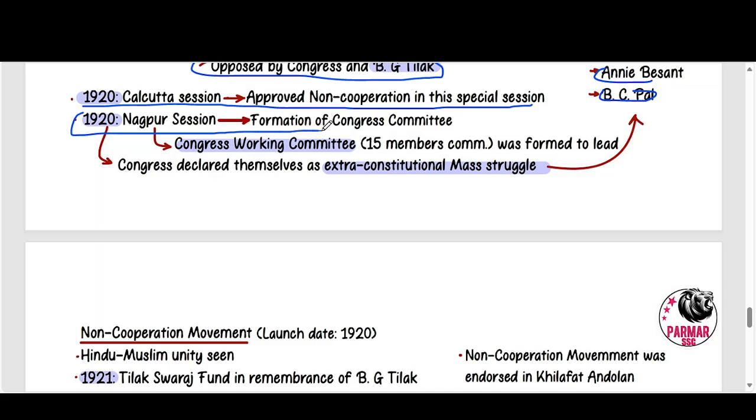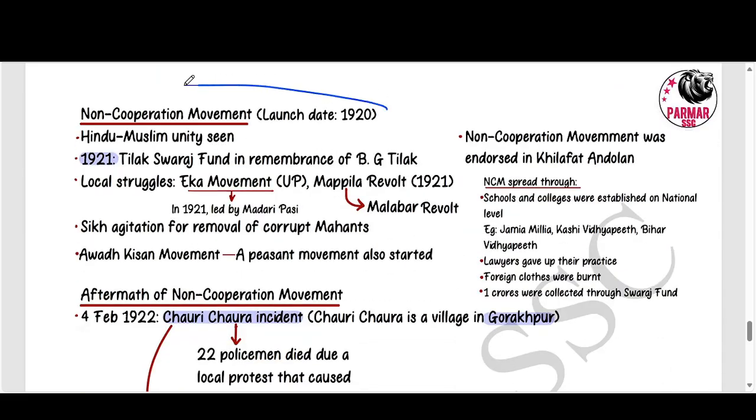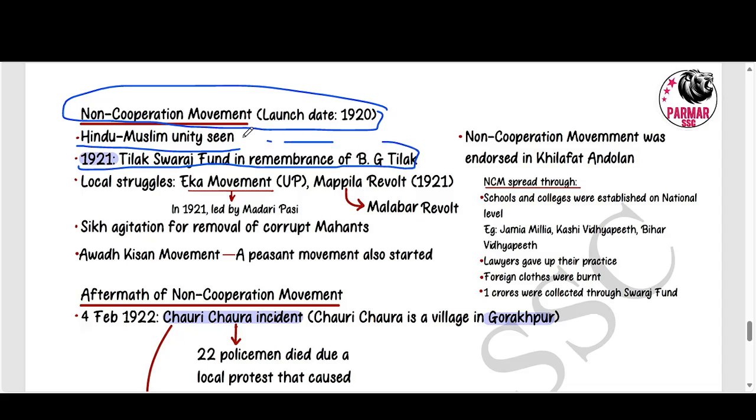The 1920 Calcutta Session approved non-cooperation in this special session. At the 1920 Nagpur Session, the Congress Committee was formed. The Congress Working Committee of 15 members was formed to lead Congress. It declared extra-constitutional mass struggles. The non-cooperation movement was launched in 1920, with Hindu-Muslim unity. Tilak Swaraj Fund was set up in remembrance of Bal Gangadhar Tilak.